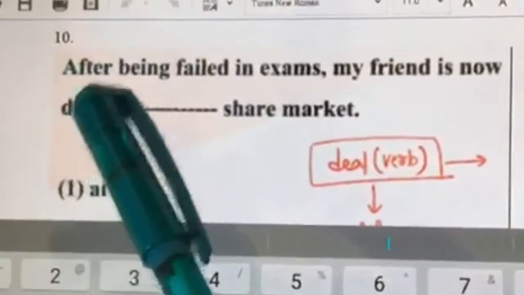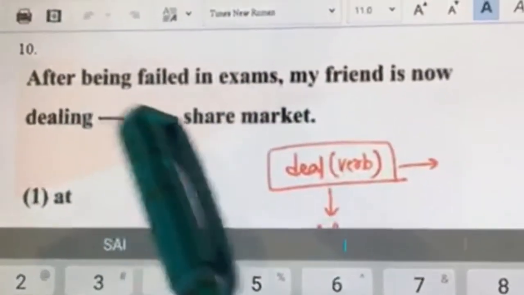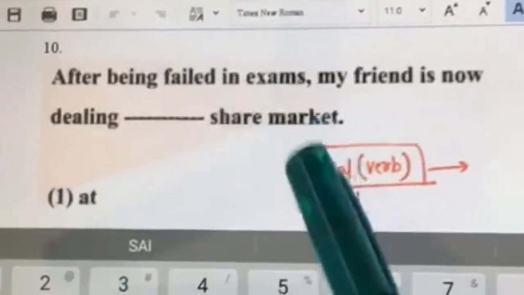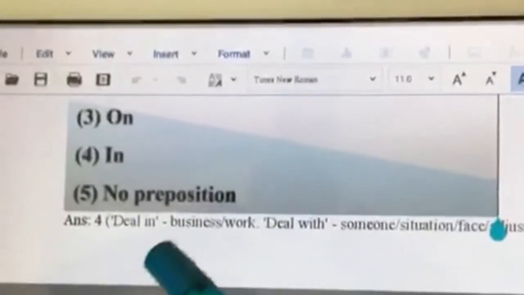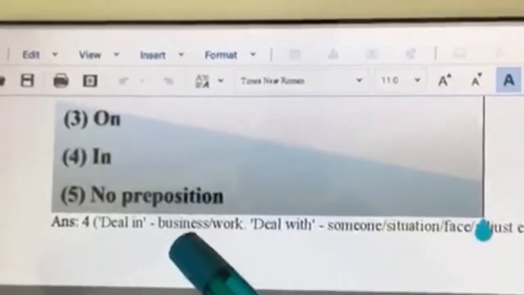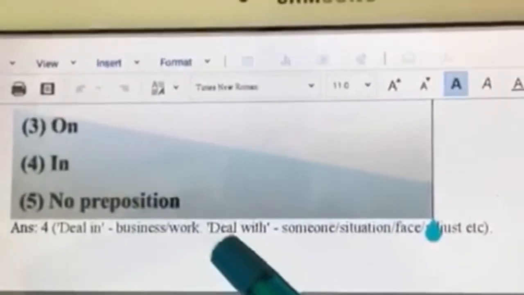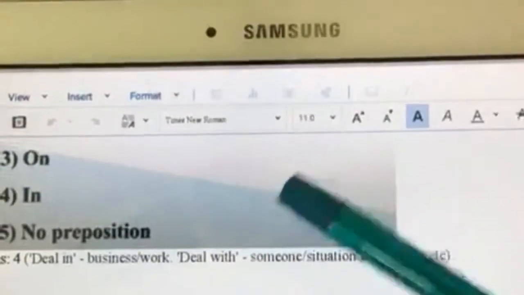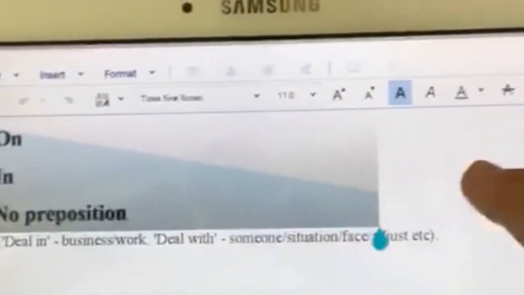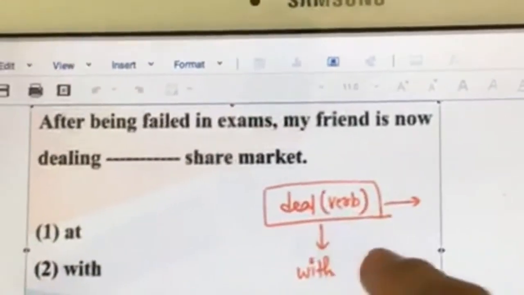Right. Next one. After being failed in exams, my friend is now dealing dash share market. Now, here again, we have some options. Whenever you say deal in, it is when you are referring to business or work. When you're writing deal with, it is with reference to somebody or a situation or some circumstances that you have to face.